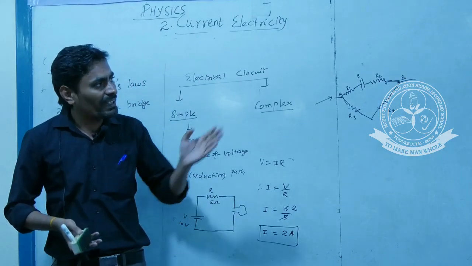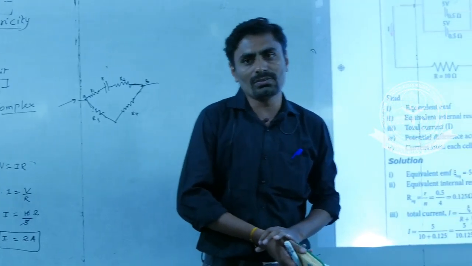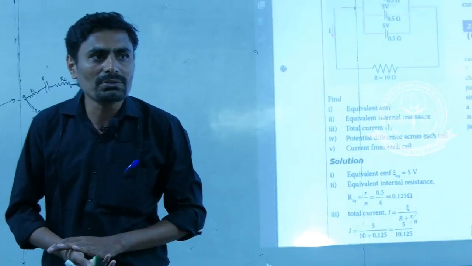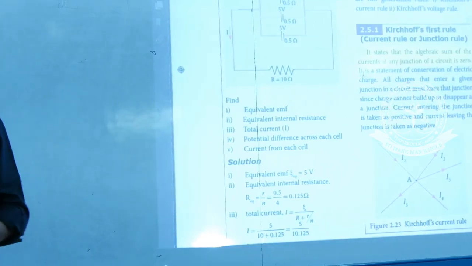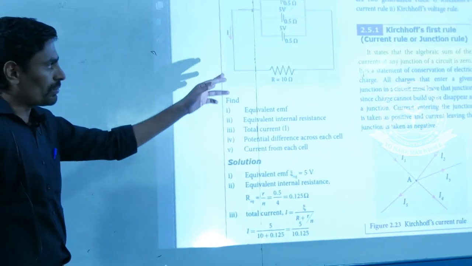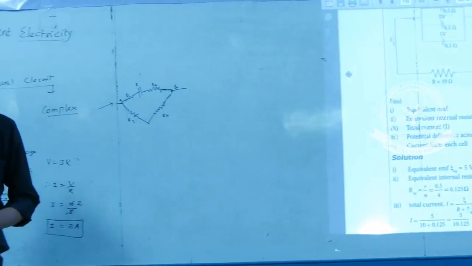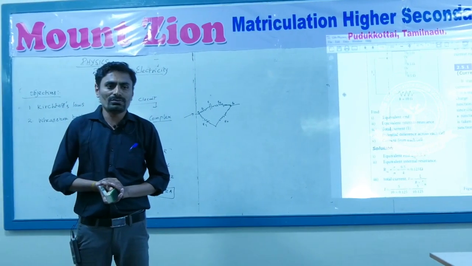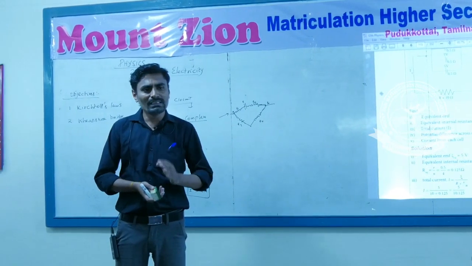Then we go to the first topic. What are Kirchhoff's first rule and second rule? Kirchhoff's rule has two types. The first rule is called the current rule or junction rule. The second rule is called the voltage rule or loop rule. First we go to Kirchhoff's first rule, that is, the current rule or junction rule.